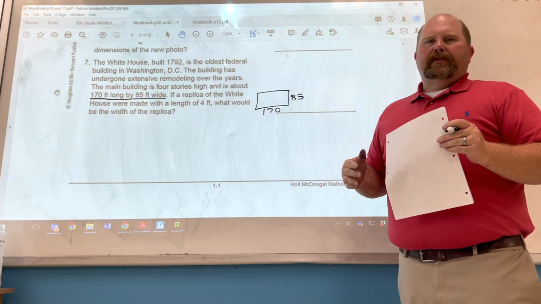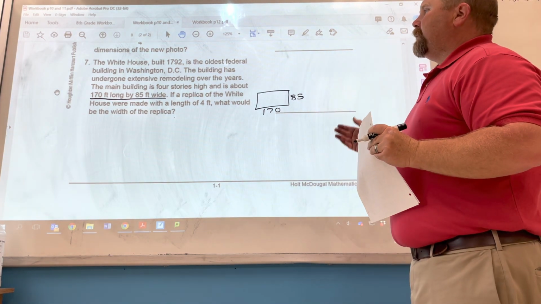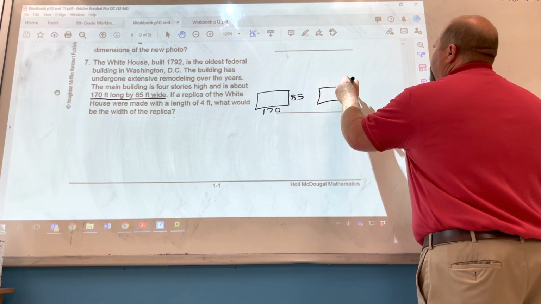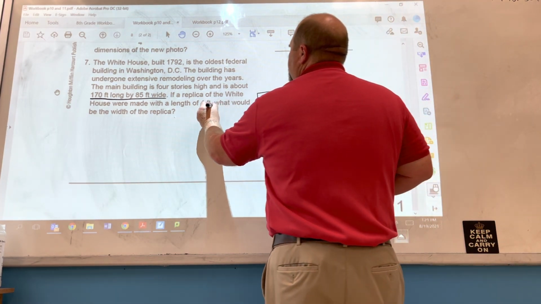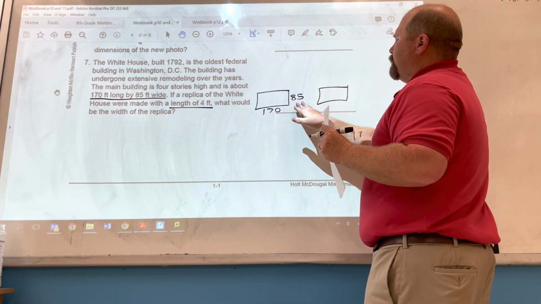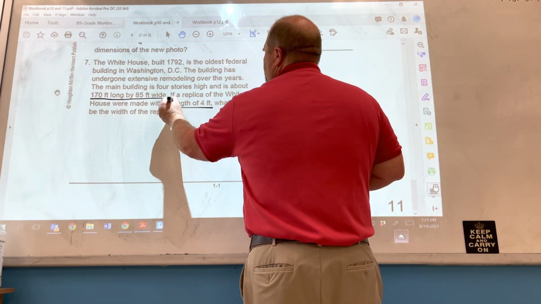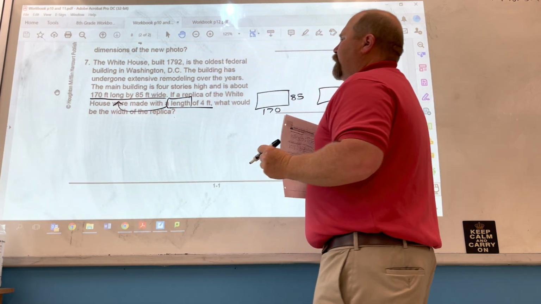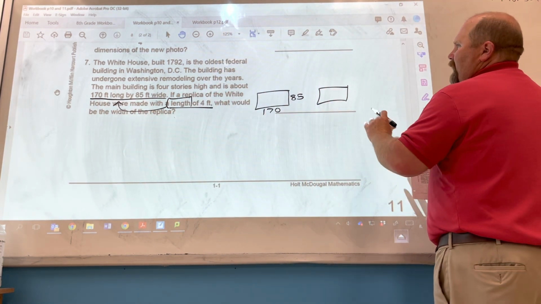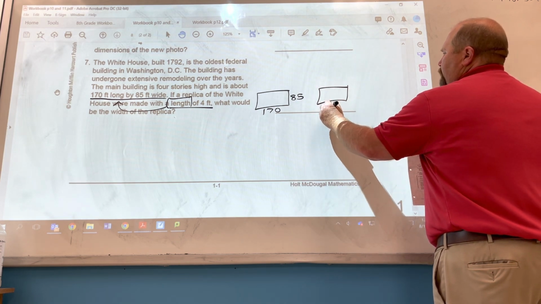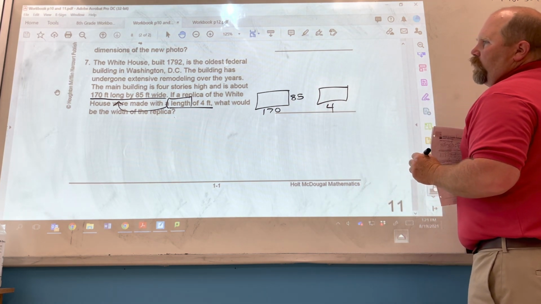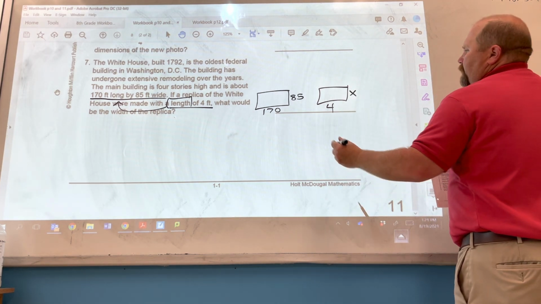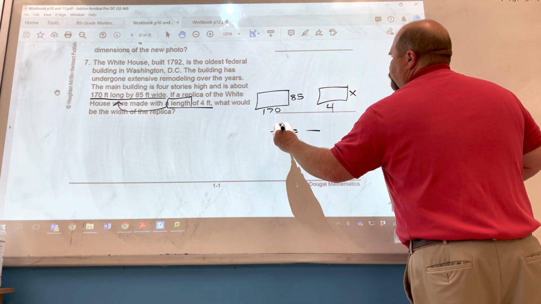If a replica is like a model of it. If a replica of the White House were made with a length of 4 feet, all right, so we've got another rectangle. We've got to figure out where we're going to use this 4 feet. Is it going to be the long side or the short side? Well, if you look back, the word is length. That corresponds to the word long. So 4 is going to be used in the same place we used 170. So that's going to be here. What would the width of the replica be? This is the width.